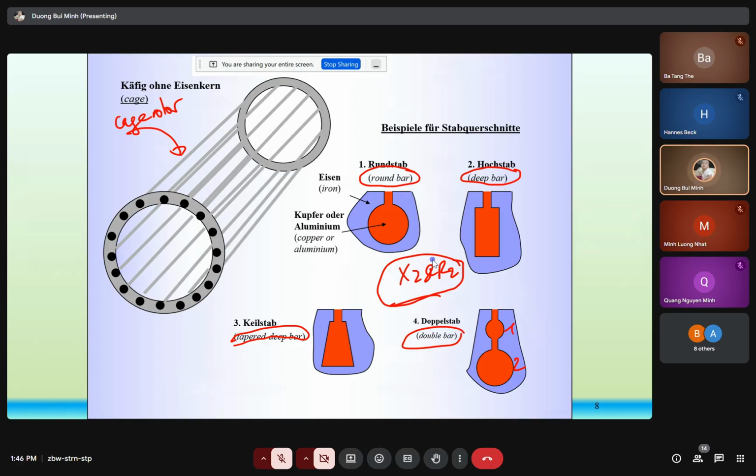Normally we use a round bar because it is easy for the manufacturing process, but a deep bar, tapered deep bar or double bar is more complicated to design. That is the reason why in practice we normally see round bars in induction motors.